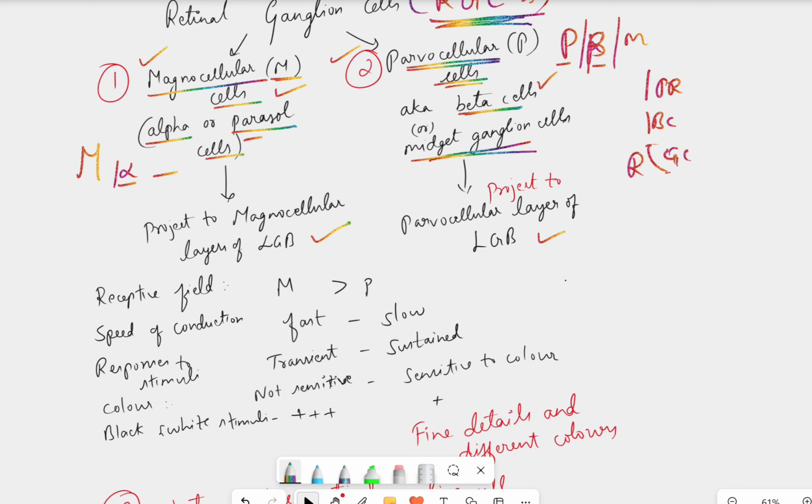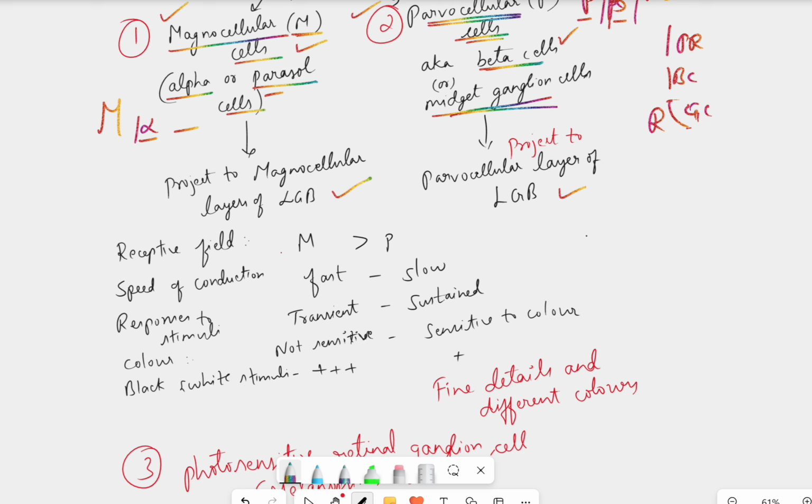What is the main difference between these two cells? The magnocellular or M cells have a large receptive field. The receptive field is large for magnocellular cells. Magna means bigger, right? So the receptive field is also bigger, and they conduct very fast, but the response will be transient. It will be a short-lived response noted in these M cells, and they mainly detect black and white stimuli. They respond mainly to black and white stimuli, and they are not color sensitive. Very important, they also detect motion and flicker. So the movement is what is detected by magnocellular cells.